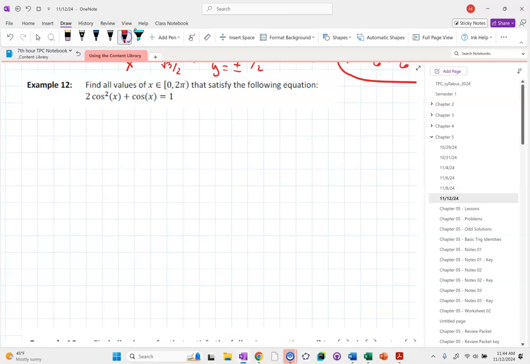When you look at that equation, 2 cosine squared x plus cosine x equal to 1, what type of equation does this remind you of? We talked about them a whole bunch in Algebra 2 last year.